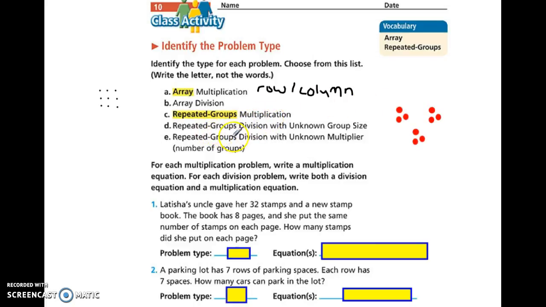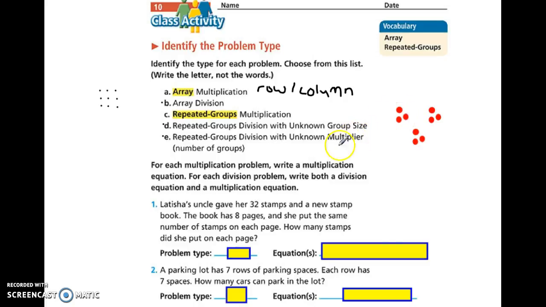D is repeated group division with unknown group size. So this is one of the division ones. Okay, we've got 3 division ones. So it could be this one, or this one. In a repeated group division with unknown group size, it's a division problem, but we don't know how many things are in each of these groups. We know that we have 3 groups, but within the group, we don't know how many of these little cherries, or pieces, we have.